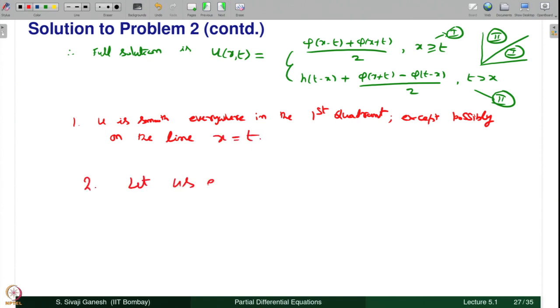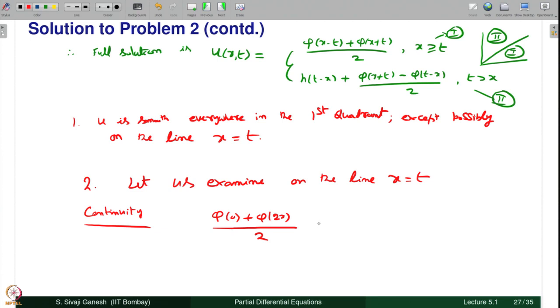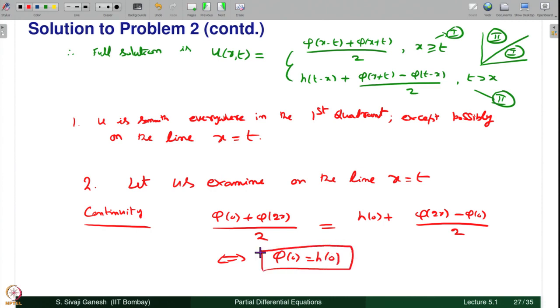So, let us examine what happens on the line x equal to t. First part is continuity. Is it continuous at points of x equal to t? From region 1, what we get is (phi of 0 plus phi of 2x)/2, and from region 2, what we get is h of 0 plus (phi of 2x minus phi of 0)/2. So, this is the same as phi of 0 equal to h of 0. This is one compatibility condition that we get. The continuity of this function demands that phi of 0 must be equal to h of 0.